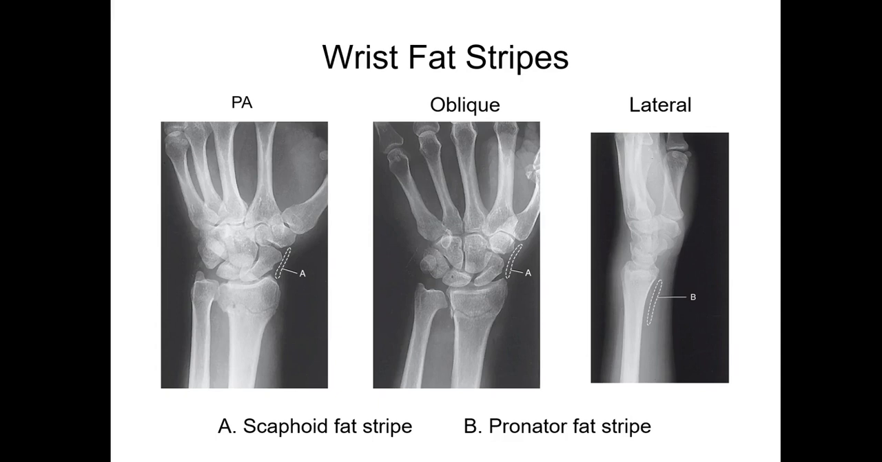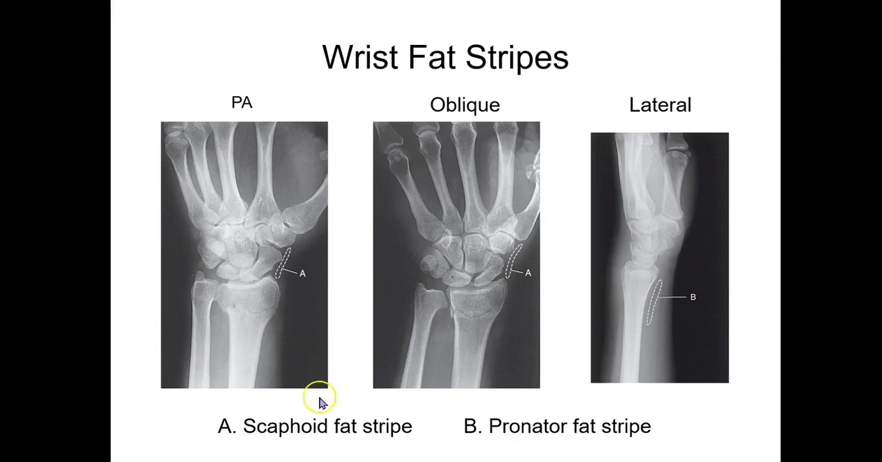Okay, so let's talk about these fat pads in the wrist. There are two that I want you to be familiar with. First is called the scaphoid fat pad, and that is indicated by the letter A on your PA and your oblique radiographs. So it's an elongated, slightly convex fat pad, and it is located, this isn't important, you don't have to write this down, between a ligament and some tendons, and it's just lateral to your scaphoid.